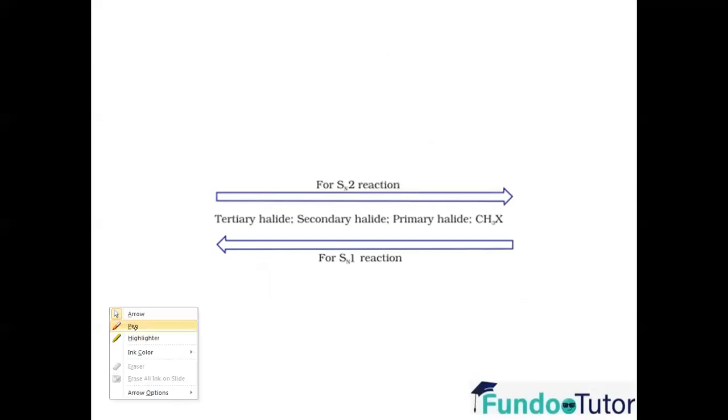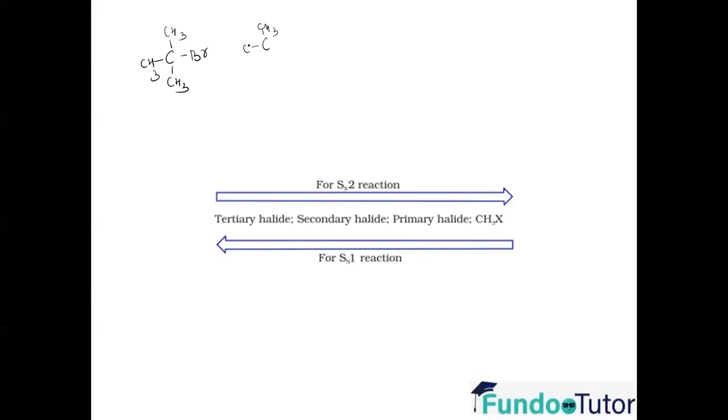Yes, let's understand what type of substrates can be used. We have learned about the nucleophile, the solvent, and the substrate. So let's take this: this is tertiary, right? So tertiary butyl bromide. This is secondary.